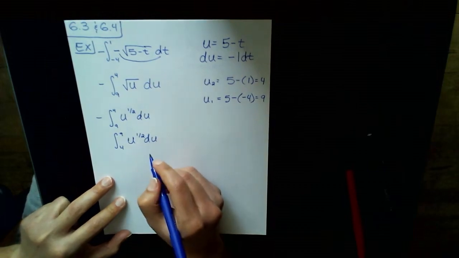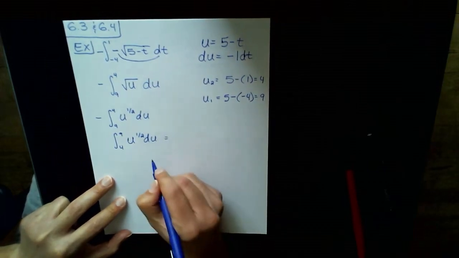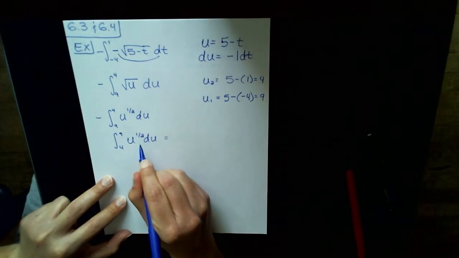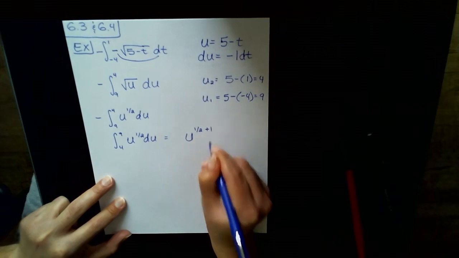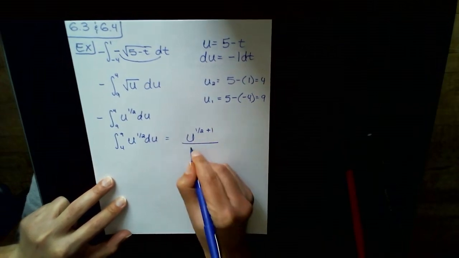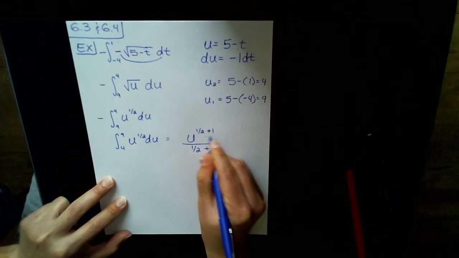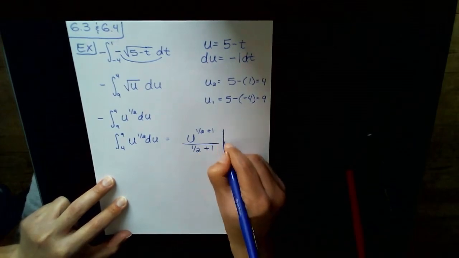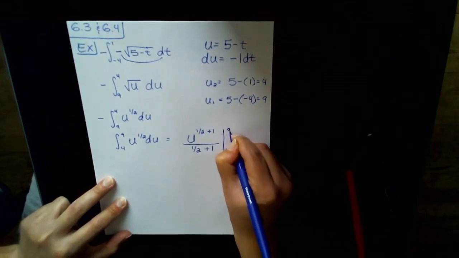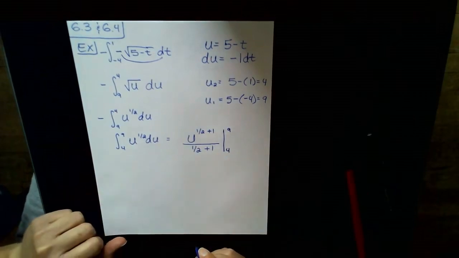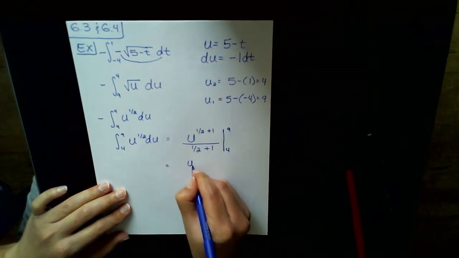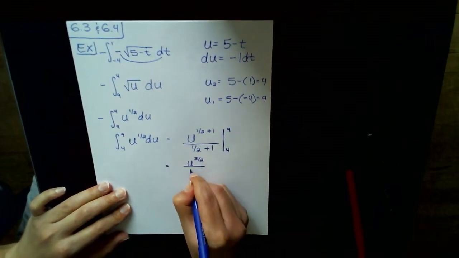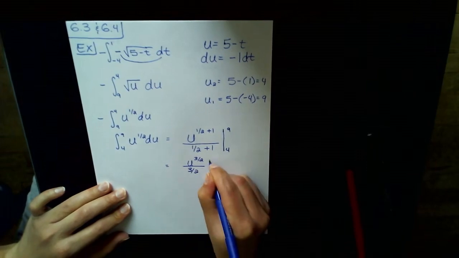And now we can take the antiderivative. This is just one of our basic power rules. We're going to take u to the 1/2. We'll add 1 to the exponent and divide by the new exponent, 1/2 plus 1. And we're integrating from 4 to 9, which gives us u to the 3/2 over 3/2 from 4 to 9.